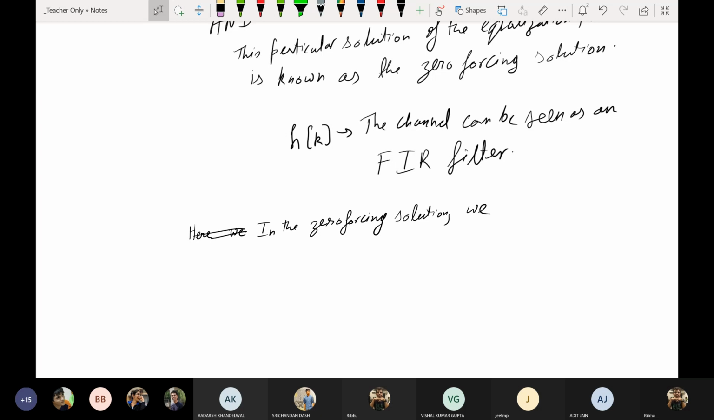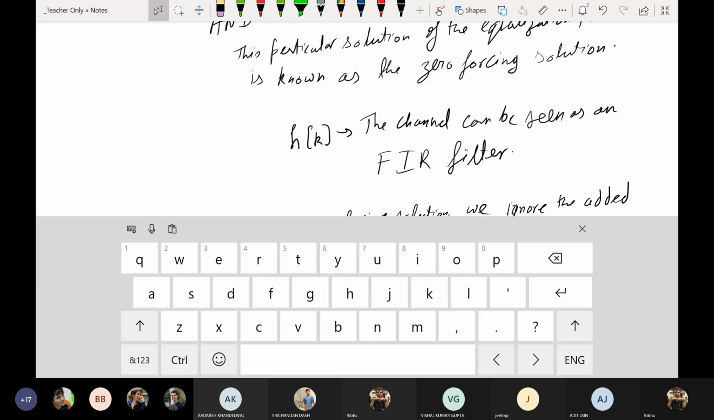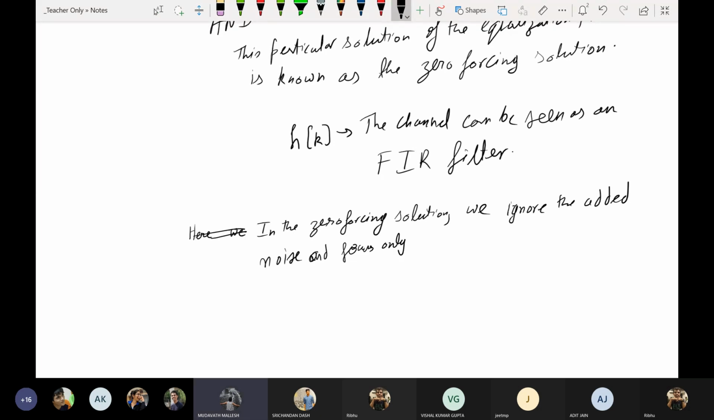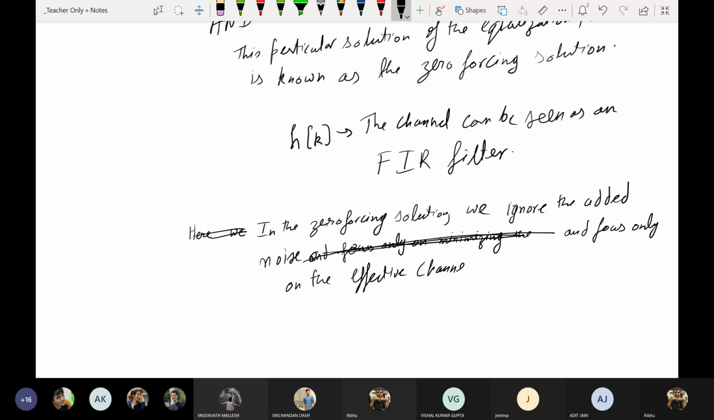We ignore the added noise and focus only on minimizing the ISI, or we ignore the noise and focus only on the difference channel, right? That's what we have done.